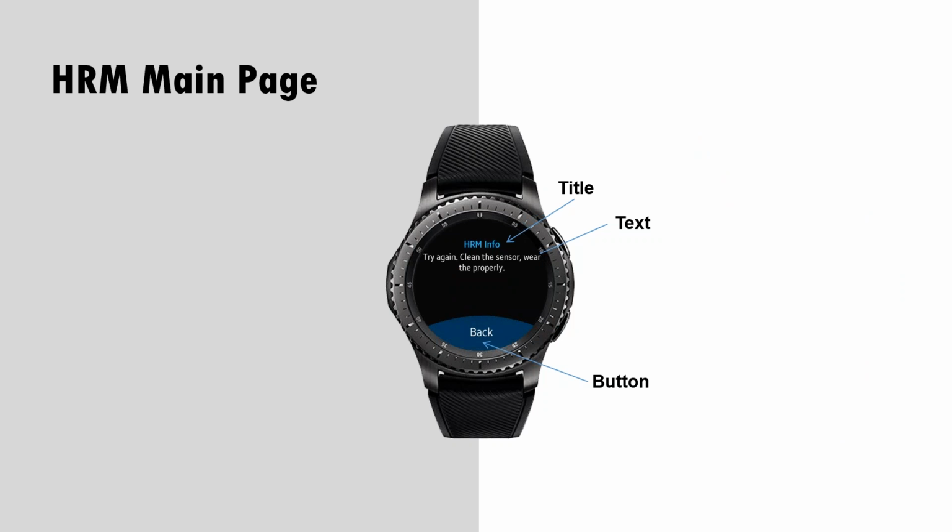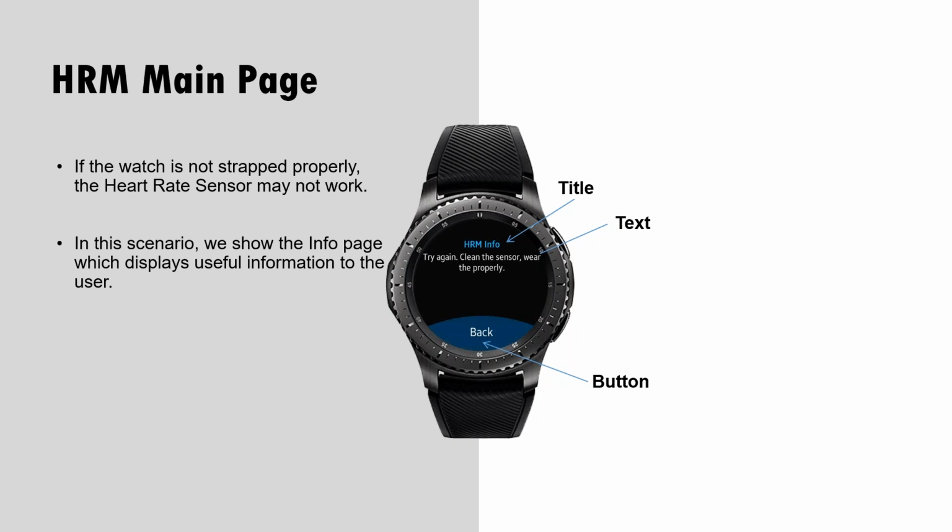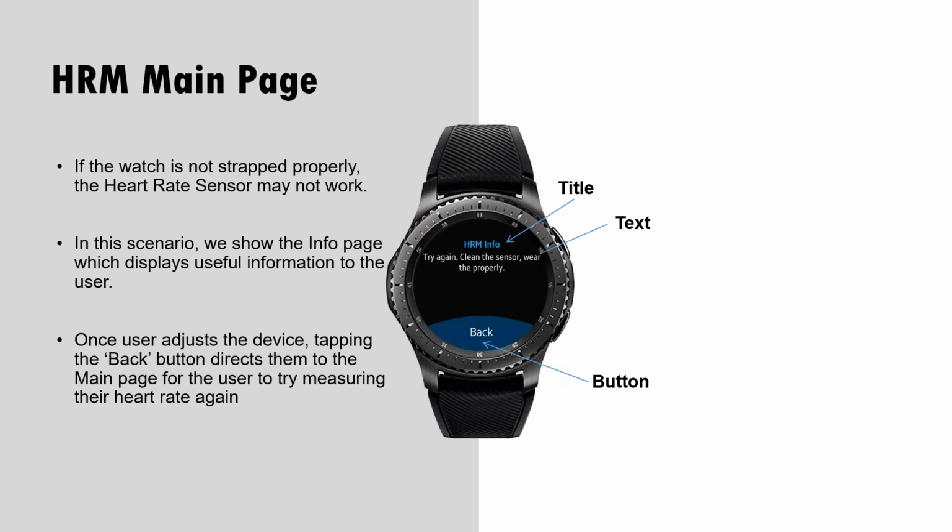This is the second page, which we call the information page. If the watch is not strapped properly, the heart rate sensor may not work. So to provide that information, we are using this info page. It just displays some information to the user to strap the watch or clean the sensor. And if the user clicks the back button, it takes you back to the main page.